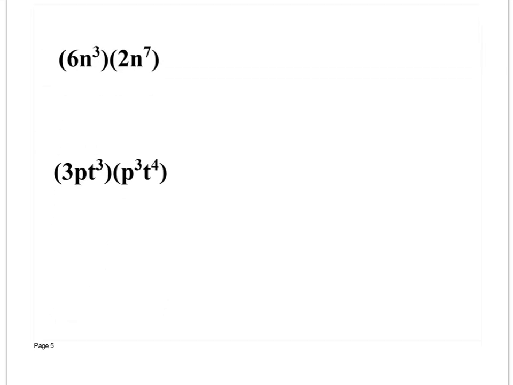Write this down. We have 6n cubed times 2n to the 7th. We're multiplying bases, so I multiply everything that I can multiply. 6 and 2. What is 6 times 2? 12. Then I multiply n cubed and n to the 7th. When I multiply bases, I do what? Add exponents. So that's my answer: 12n to the 10th power.